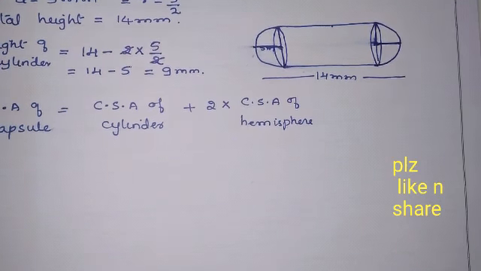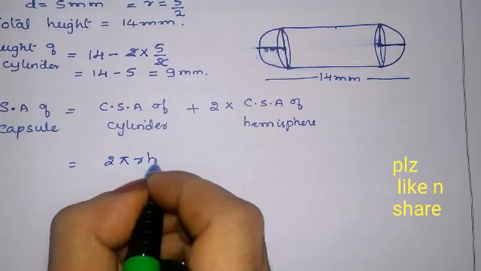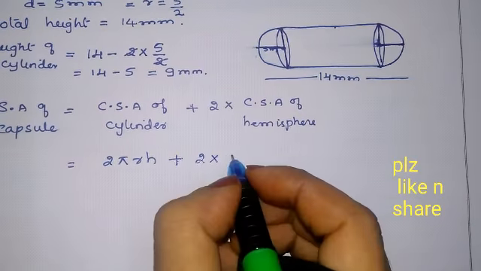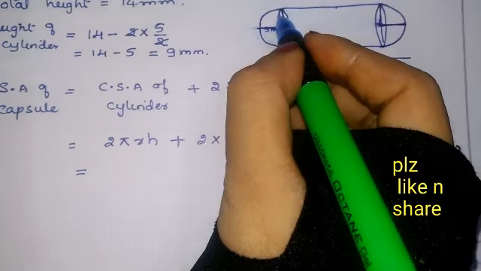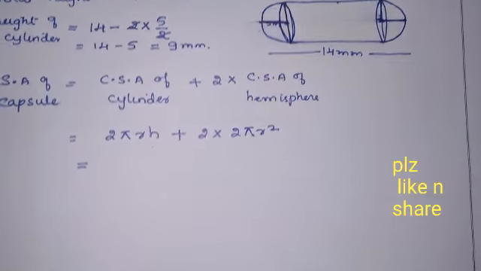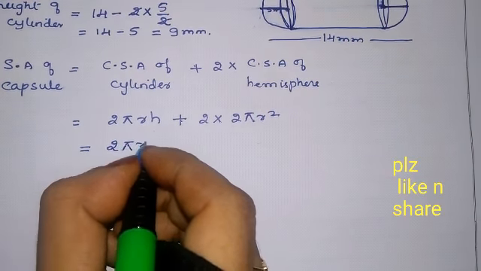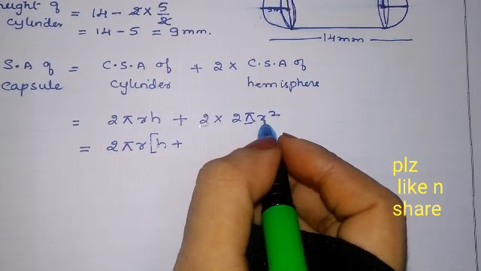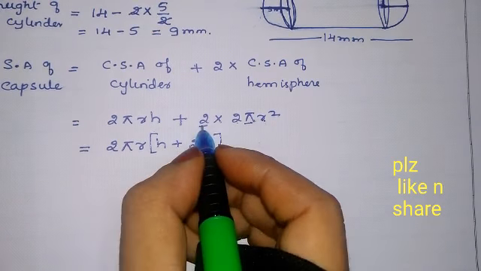Let us solve the problem. Surface area of capsule is equal to CSA of cylinder, which is 2 pi r h, plus 2 into CSA of hemisphere, which is 2 pi r square. The formulas we should remember well. Here the cylinder radius is the same as the hemisphere radius, so we can take 2, pi and r common. If we take 2 pi r common, what is left? h is left on one side, and on the other side 1 r is left.